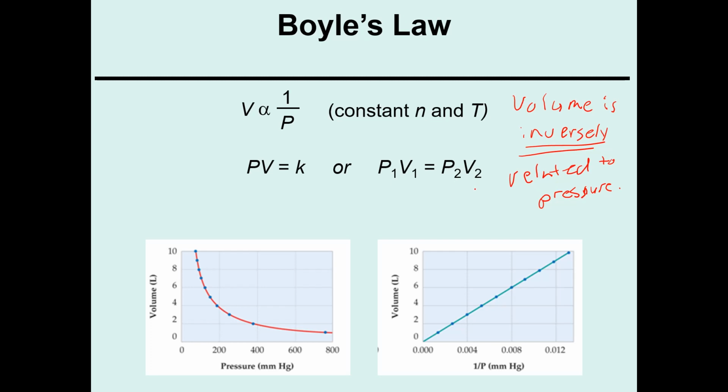If you look at a graph of volume and pressure, you will see that they're inversely related. They do not form a straight line. They form this curve that kind of goes backwards here. If we do one of these as 1 over whatever our variable we're talking about, in this case 1 over pressure, so in other words inverse pressure, we then get a straight line relationship between the two.